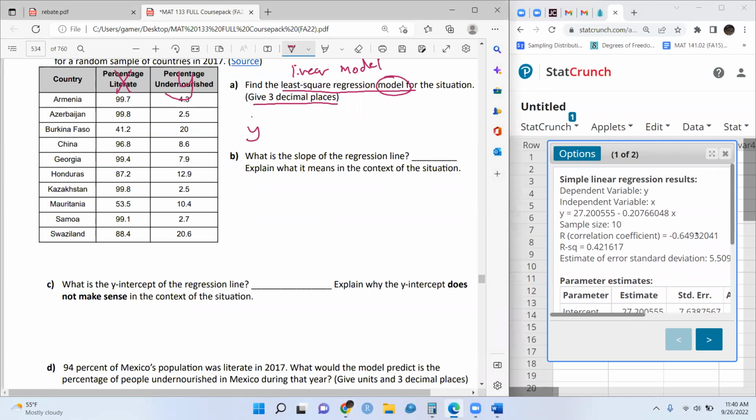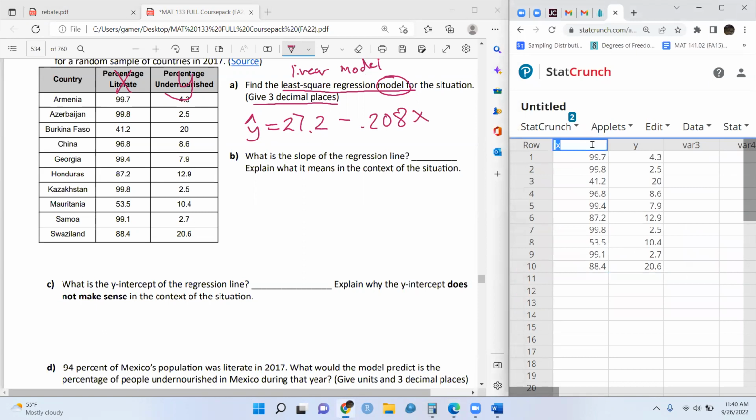So for now, note what we're looking for is this equation right here. Oops, this thing. And the 3 decimal places are for the 2 parameters, which is the Y-intercept minus, talk to me, Reagan. So this equation is y hat, but it just says y in StatCrunch. Check this out.